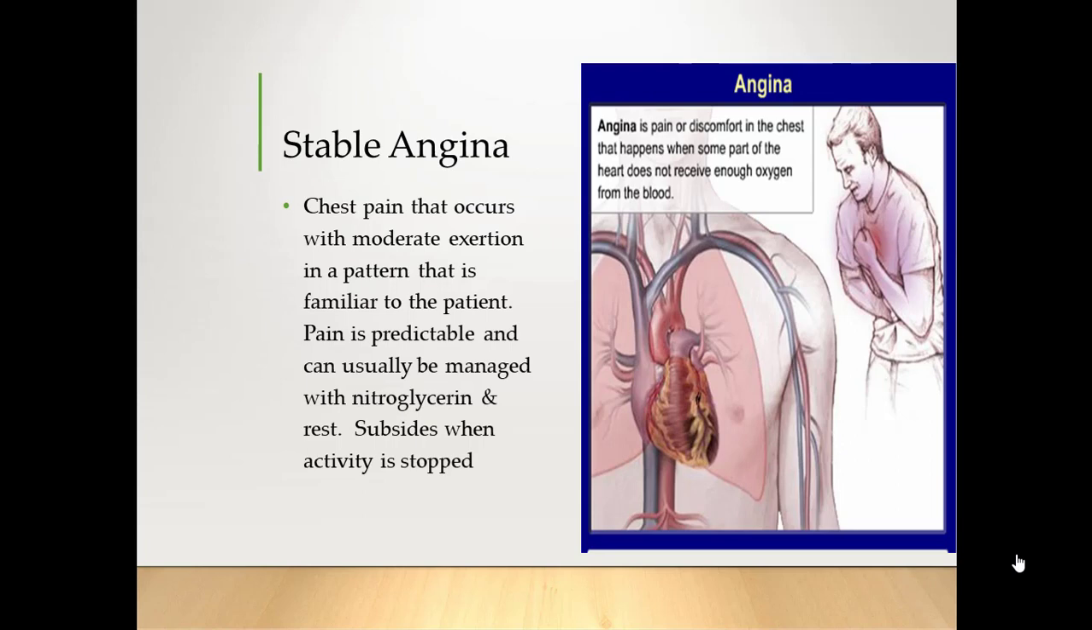So, stable angina is when a person starts to do some activity and they have chest pain. But this is familiar to them. So their pain's predictable. And if they take a nitro and they lay down, the chest pain will stop. Basically, it's predictable, familiar to the patient, and it stops when the person lays down to rest or when the activity is stopped. And nitro helps with stable angina as well.